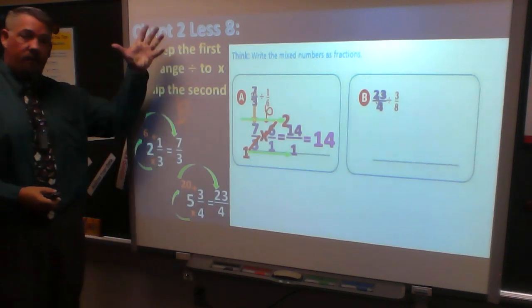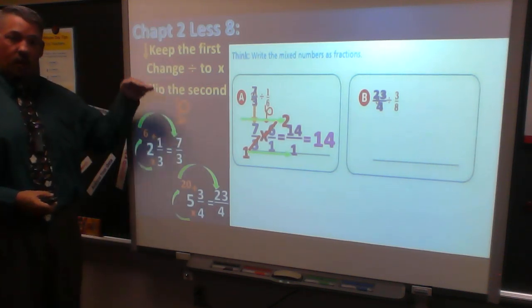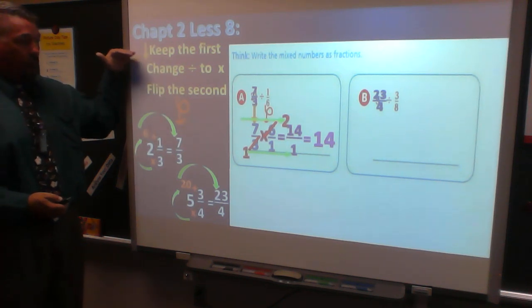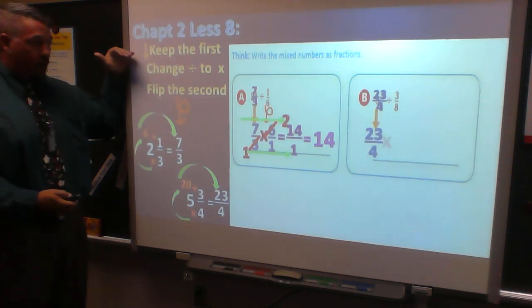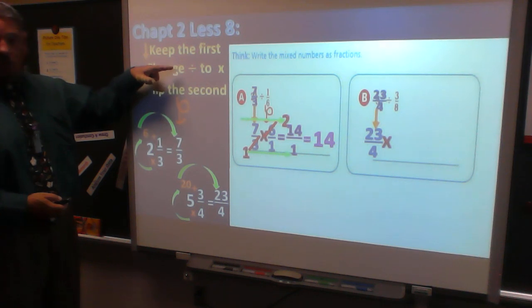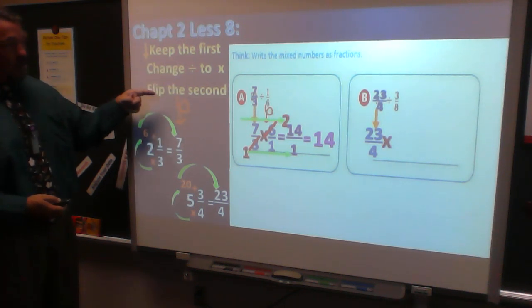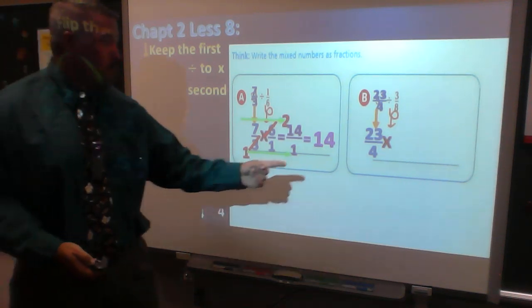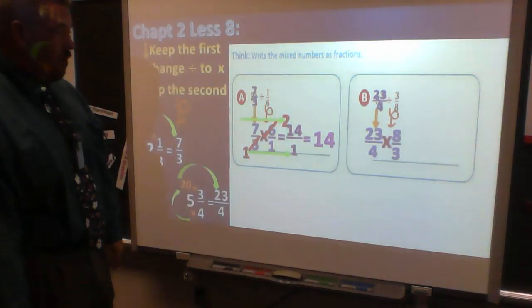I know that I then follow my steps for division. I cannot divide, so I'm going to keep my first one, so I bring it down. My division will become multiplication. And then my second one, my 3/8, I'm going to flip into its reciprocal. I'm going to turn it upside down and have 8/3.